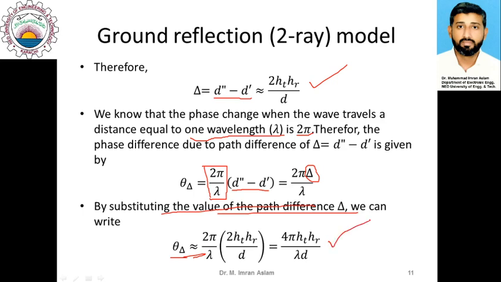So if you simplify, you would see that the phase difference at the receiver side will be 4 pi ht hr upon lambda d. So you can see that this phase difference is actually dependent on d as well as the transmitter and receiver antenna heights and the wavelength of the wave which is being used.